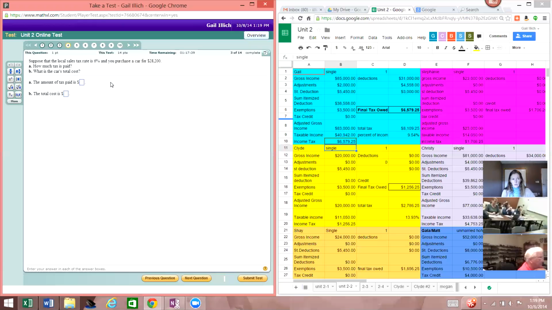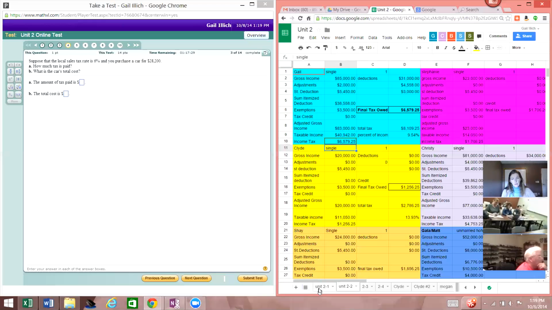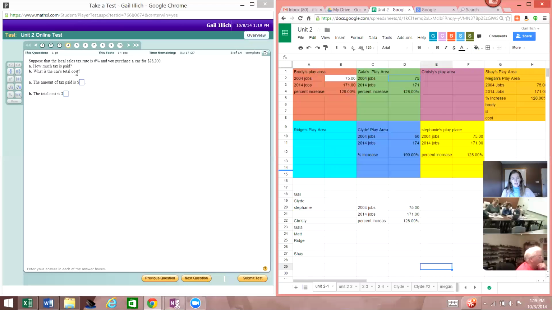That's for loans. So it doesn't really matter. This was actually the first section. We're not really asked about a loan here. It says, suppose that the sales tax is 6% and you purchase a car for $28,200. So how would you figure out how much tax was paid?